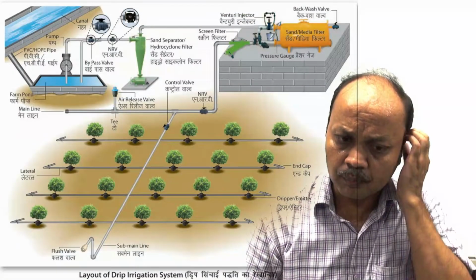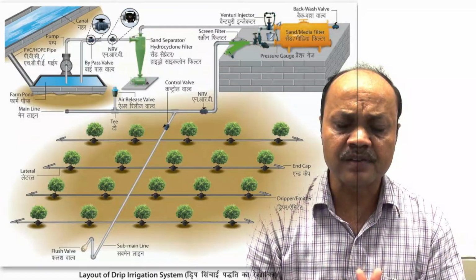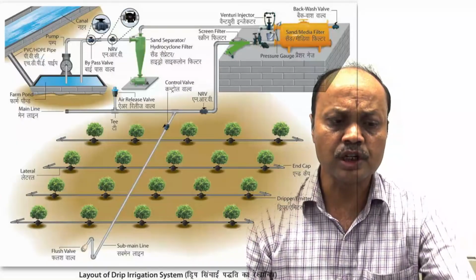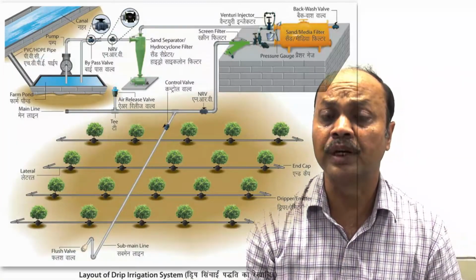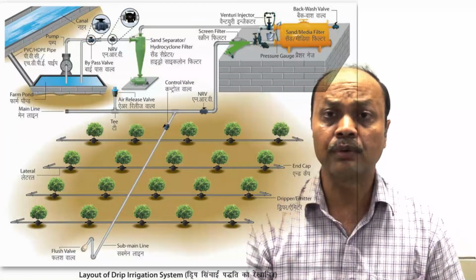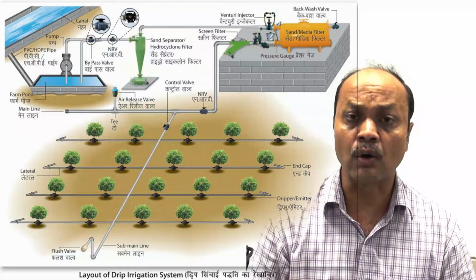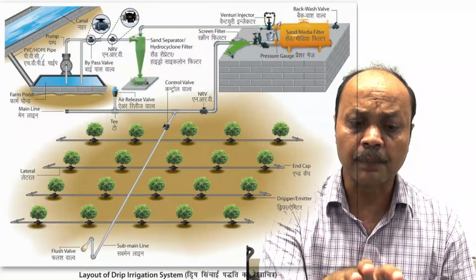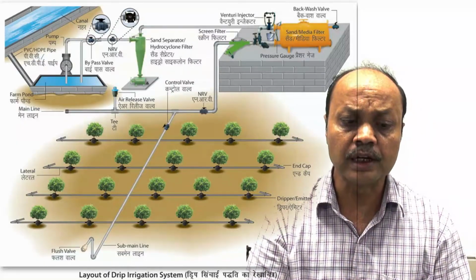And this is the diagram of your drip irrigation system. You can see there are various components. First, for growing the crop, you need a water source. It may be surface water or groundwater, and from there you take the water, and different systems and different parts are there too. First we need the pump.